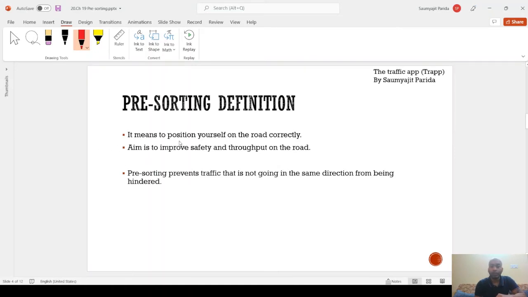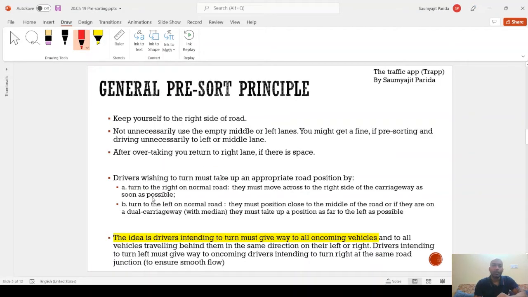It means positioning yourself on the road correctly. The aim is to improve safety and throughput on the road. If one is positioning the car correctly on the road, then other cars have sufficient space to go forward, and hence the throughput of the road is increasing. Pre-sorting prevents the traffic that is not going in the same direction from being hindered. Very easy.